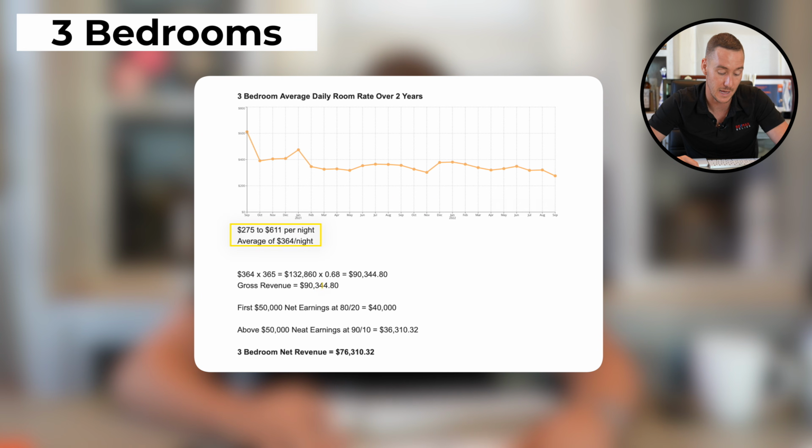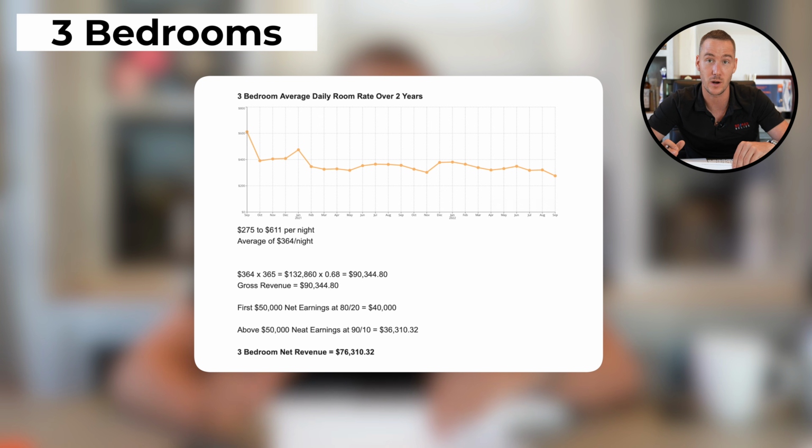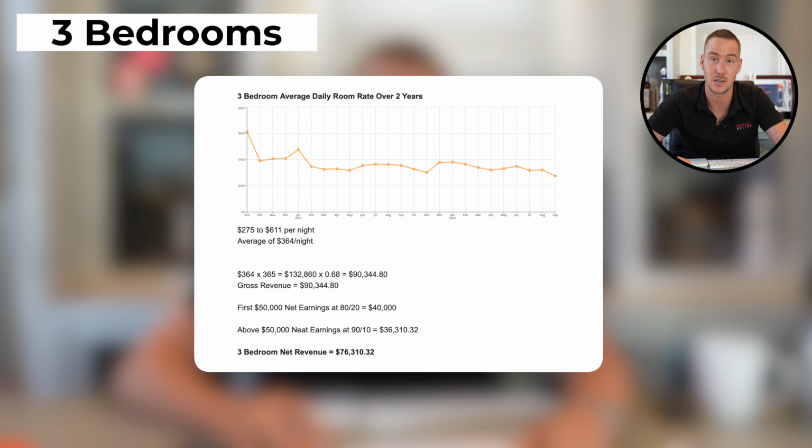When you extrapolate that out and use the data, you get $90,344.80 in gross income. Take our 80/20. Now we do have some income above 50,000, so hopefully I'm not cranking out too many numbers for you guys here, but first 50 will be 80/20. It's 40,000, then you have the earnings above 50,000. So in the end, after your rental management split, you're gonna come away with $76,310.32. When we take our utilities and other expenses off of that, we're at 68,562. This is probably the point when those expenses are gonna get higher.